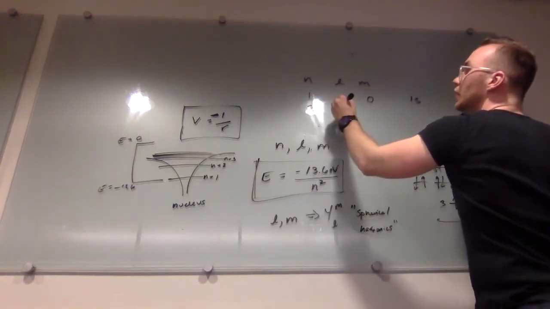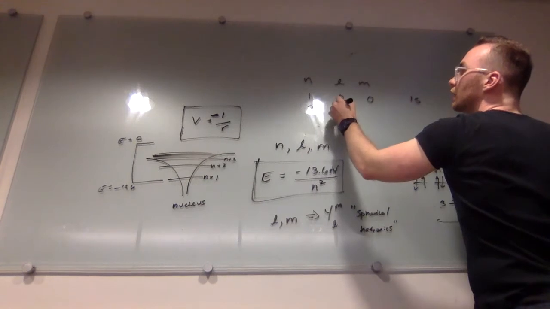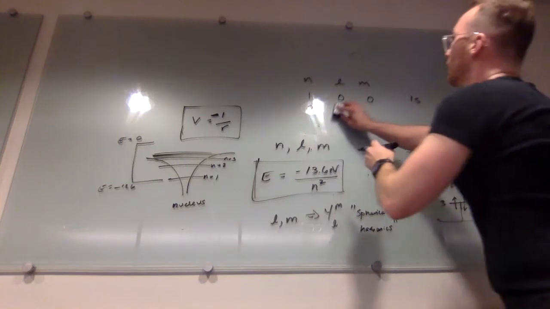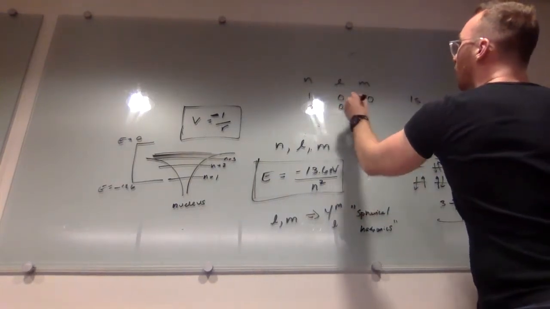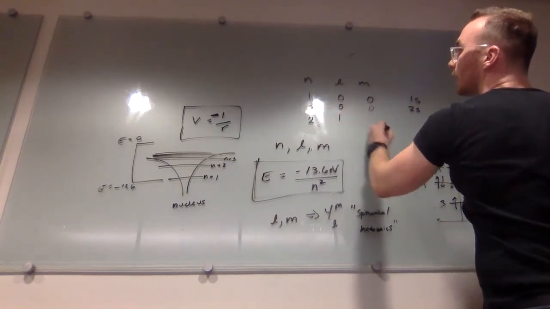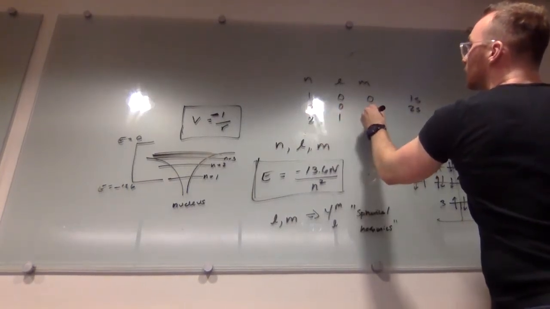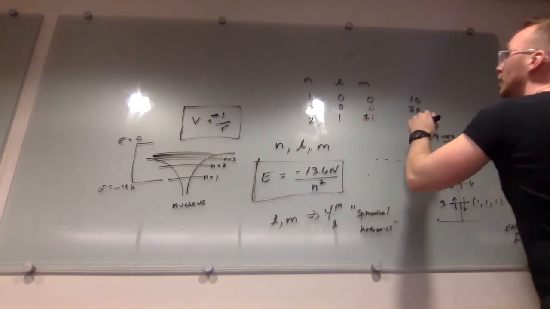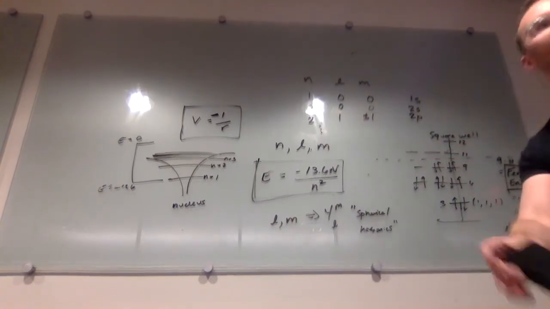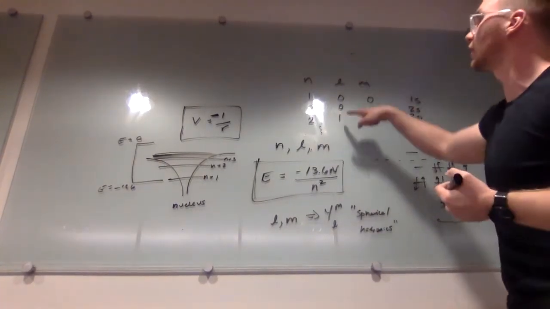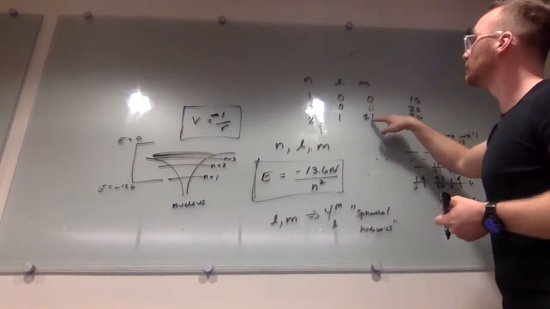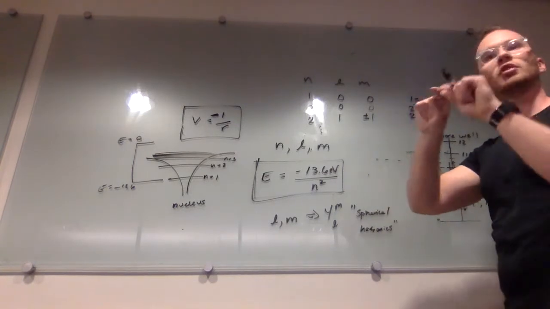And if N is 2, L could be 0 and M could be 0, and that's called the 2s. If N is 2, L could also be 1, and then M could be plus or minus 1, or 0. This is called the 2p state, and so on. The rules are that L can go from 0 to N minus 1, and M can be plus or minus L or all integers in between.